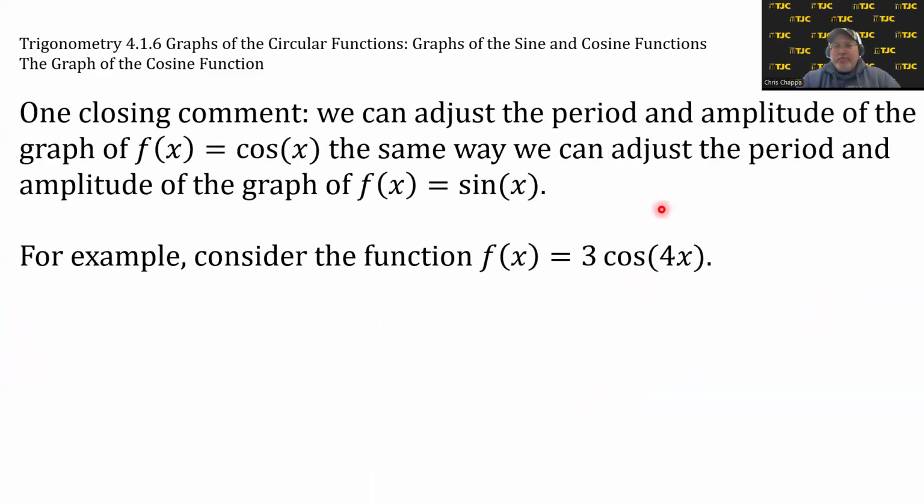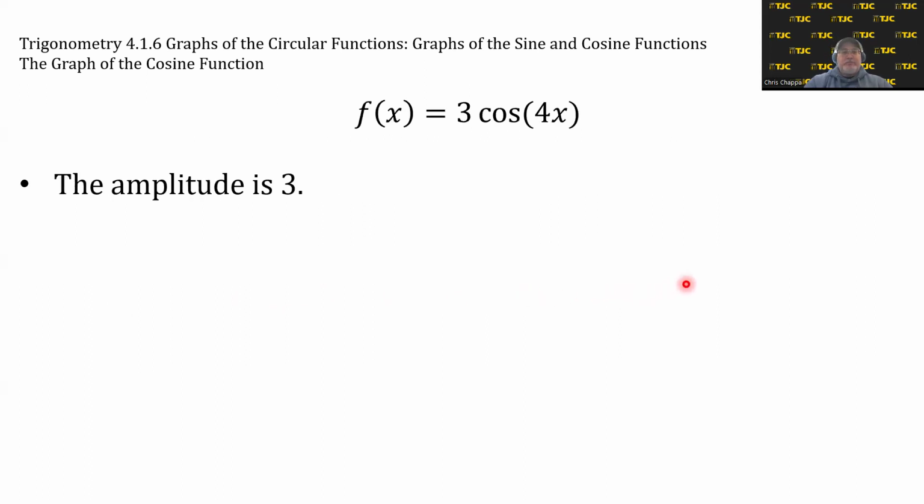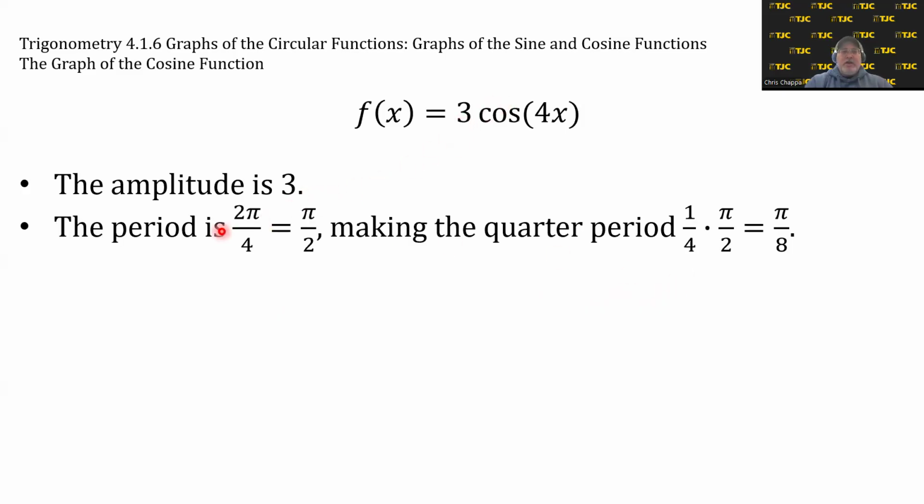One closing comment. We can adjust the period and amplitude of the graph of f of x equals cosine of x the same way we can adjust the period and amplitude of the graph of f of x equals sine of x. For example, consider the function f of x equals 3 cosine 4x. The amplitude is 3. The period is 2 pi over 4, which is pi over 2, making the quarter period 1/4 times pi over 2, which is pi over 8.